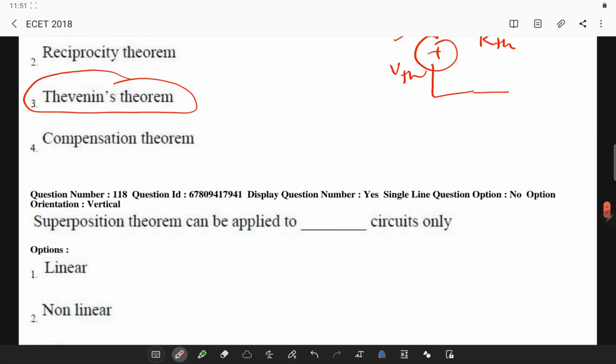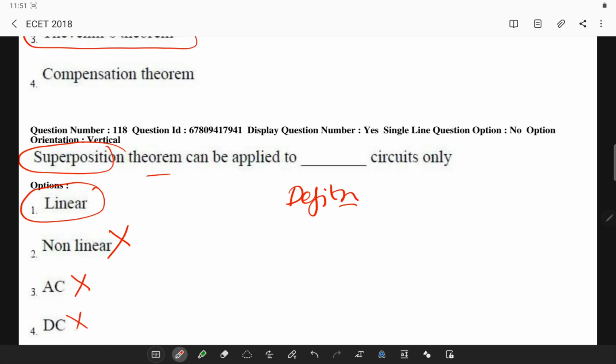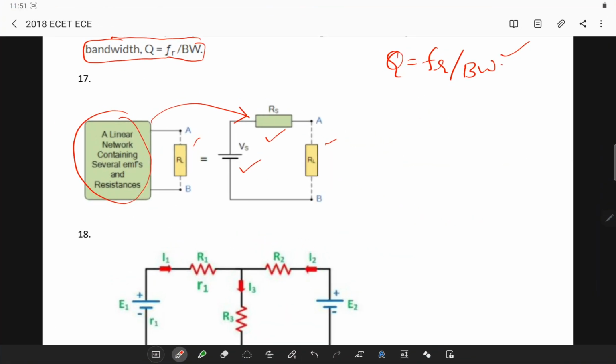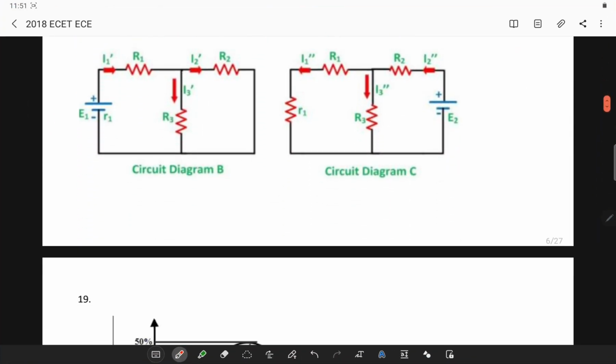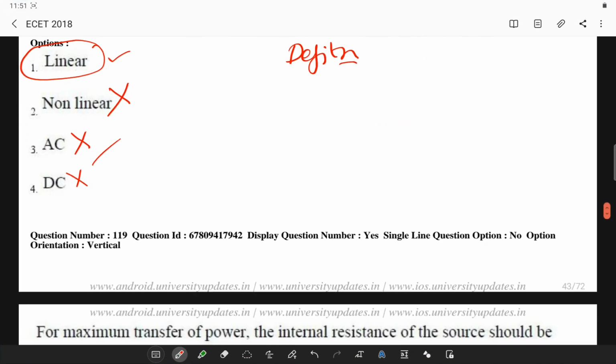Next, the superposition theorem. This is a basic theory question, and if you read the definition of the superposition theorem, it is only applied to linear circuits and never to nonlinear circuits. "Only" is the catchword here, that is why it is linear. So the majority of times it is only for linear elements.